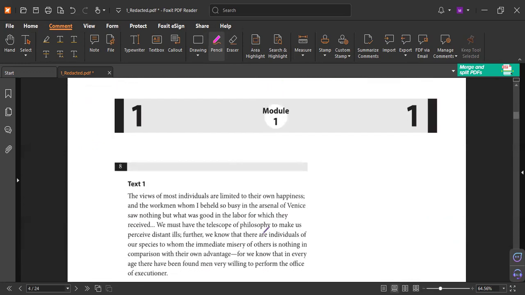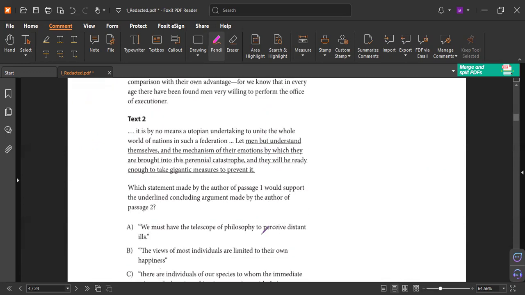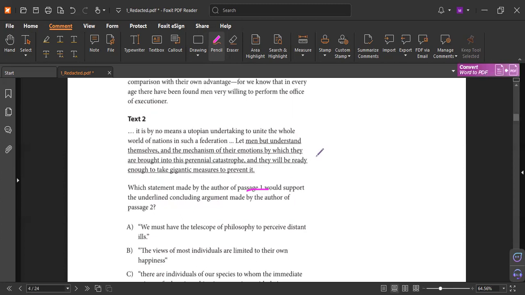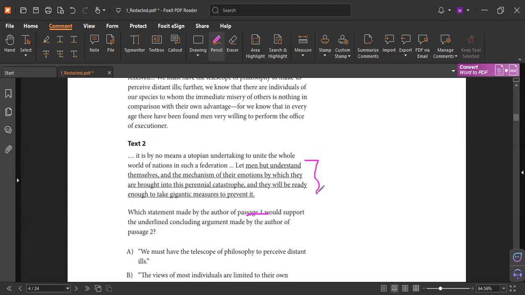Now, very good try. Let's do it very quickly. We always read the question. Say one supports the underlined part. Now let's read it. We need evidence in one to support something mentioned in two. Let's read both of them very quickly.